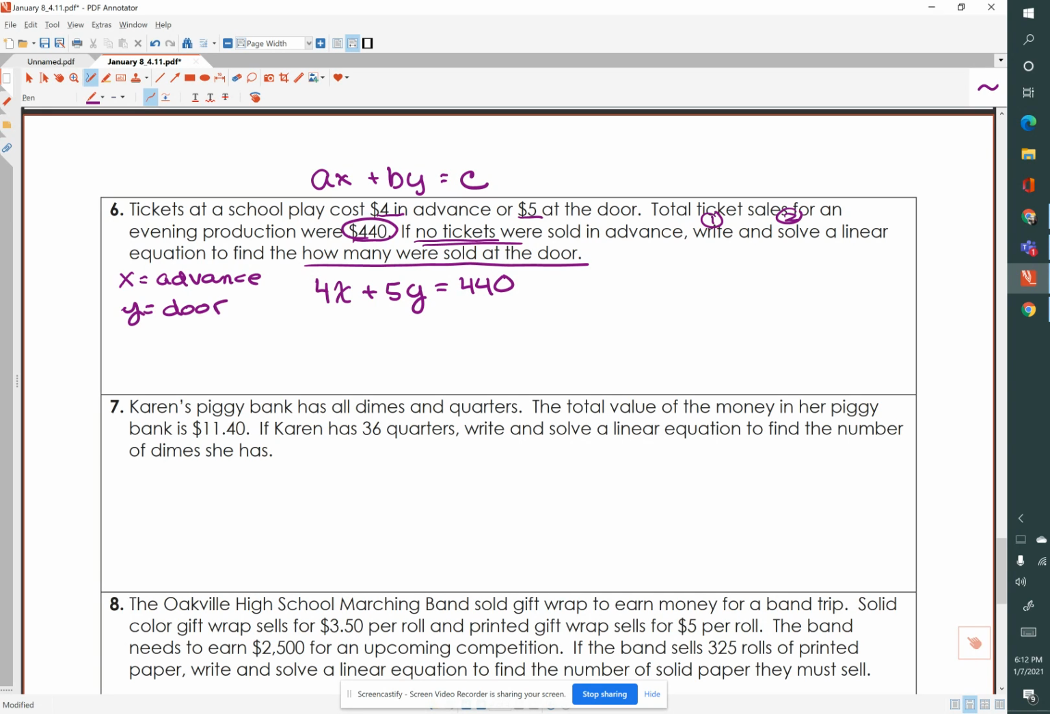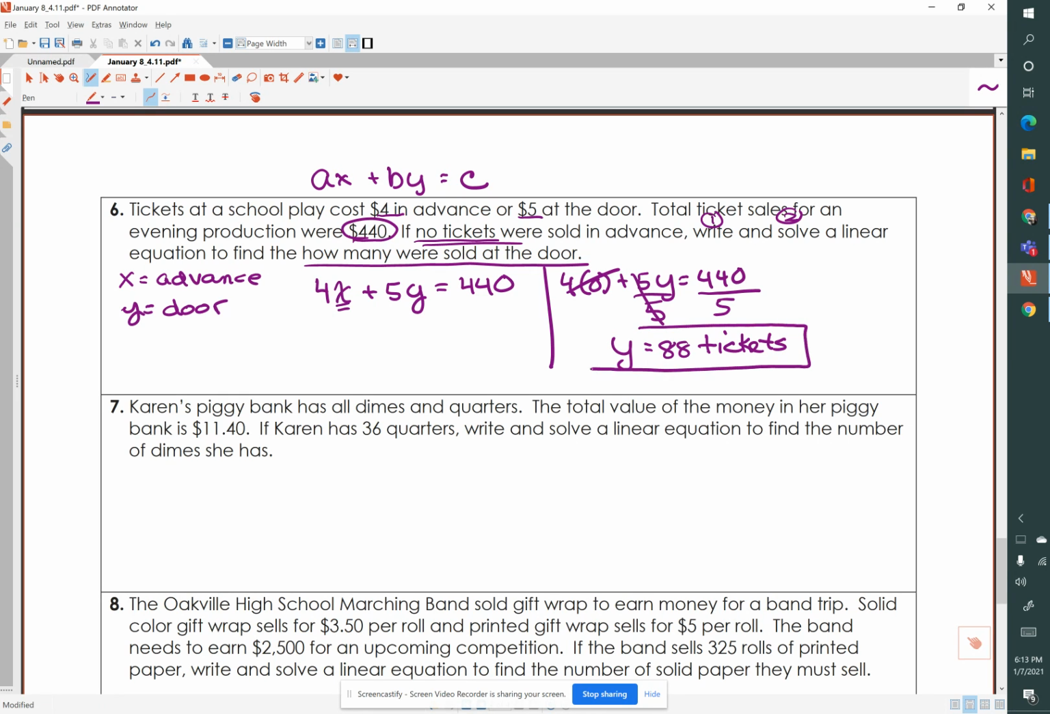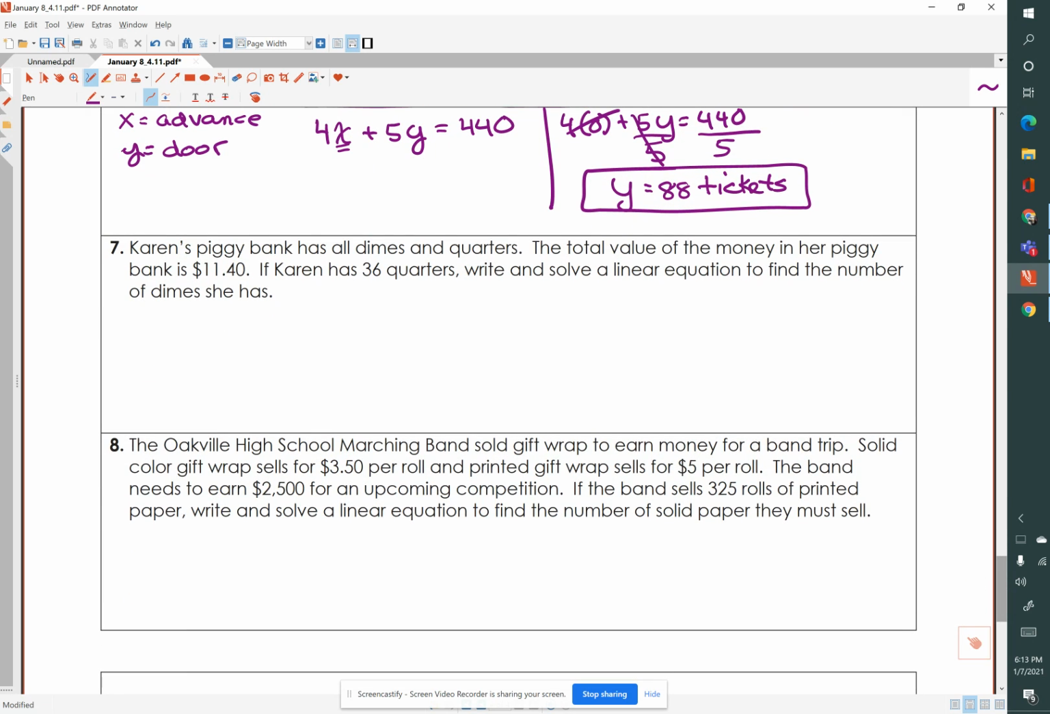$440. Now it says if no tickets were sold in advance. Well, that means we're going to substitute x for 0 and solve for y. So 4 times 0 plus 5y equals 440. So 4 times 0 is 0. 5y equals 440. We divide both sides by 5, and we find that our y equals 88. So 88 tickets were sold at the door, and I'm sure they were very nervous when they did not sell any advance tickets. And they just said, oh, I hope a lot of people come and buy them at the door. And it looks like they sold 88 tickets.